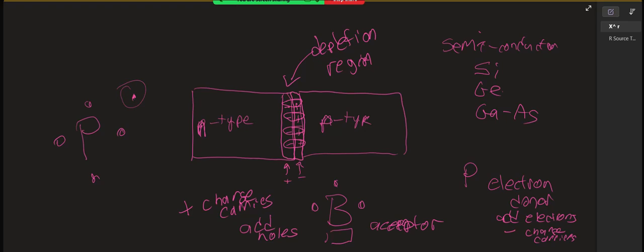Let's say silicon is doped with an acceptor element, for example, boron. So I've doped silicon with an acceptor element such as boron. What type of charge carrier does that add to the semiconductor? Holes. And what sign are they going to be? Positive. Okay.